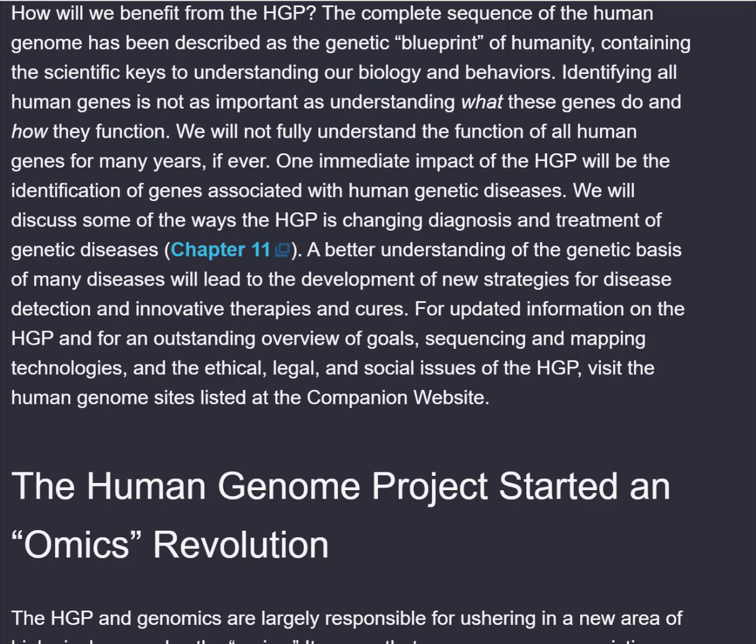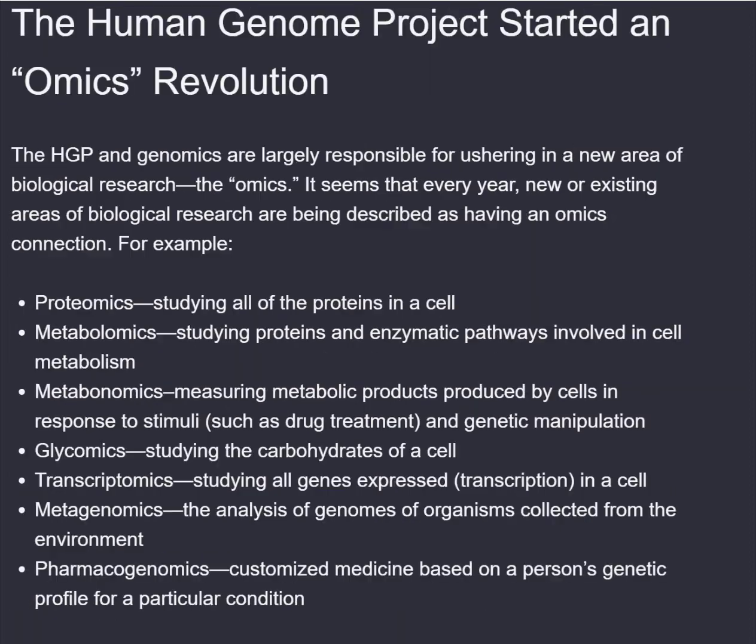One immediate impact of the HGP will be the identification of genes associated with human genetic diseases. We will discuss some of the ways the HGP is changing diagnosis and treatment of genetic diseases in Chapter 11. A better understanding of the genetic basis of many diseases will lead to the development of new strategies for disease detection and innovative therapies and cures. For updated information on the HGP and for an outstanding overview of goals, sequencing and mapping technologies, and the ethical, legal, and social issues of the HGP, visit the Human Genome sites listed at the companion website.